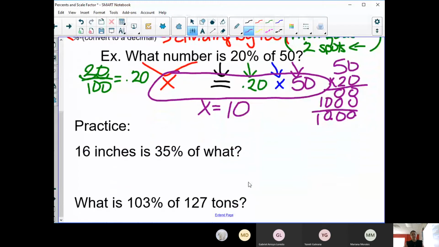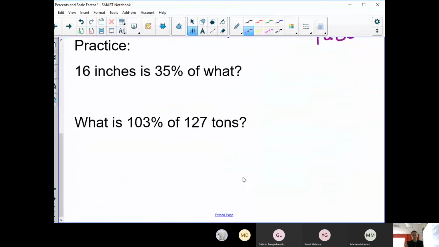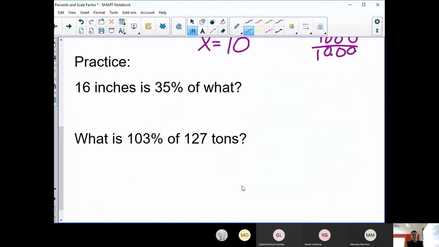All right. So now what I would like you to do, real quick, is I would like you to write percent equations for these 2 problems. I'm going to give you a couple minutes to do that. I don't want you to solve it. I just want the equation right now. Just the equation.